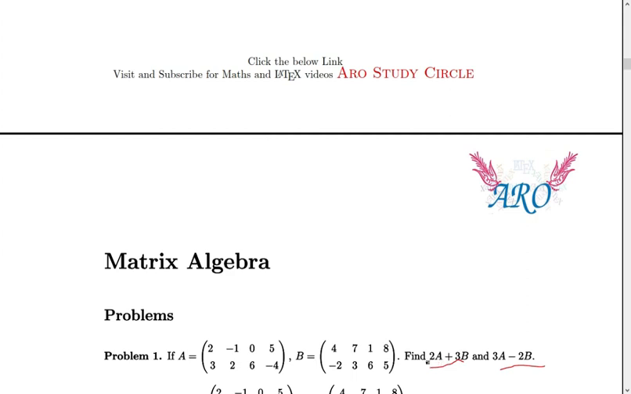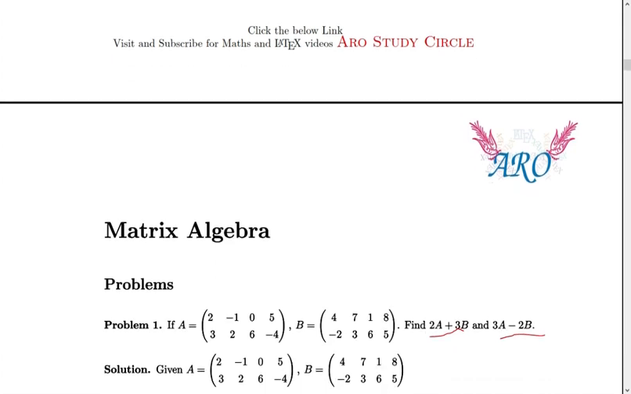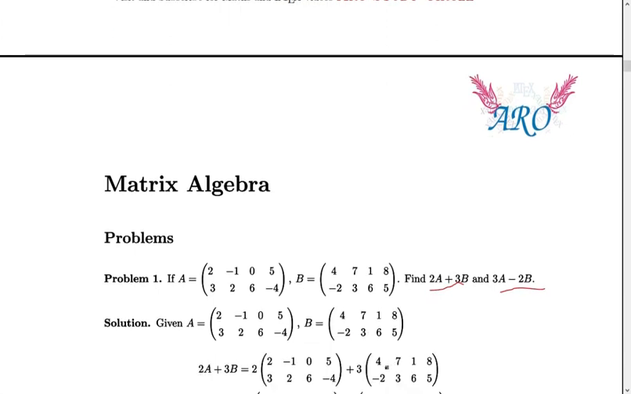That's called scalar multiplication. So given matrices A is equal to 2, minus 1, 0, 5; 3, 2, 6, minus 4, and B is equal to 4, 7, 1, 8; minus 2, 3, 6, 5. We have to find 2A plus 3B. For that, 2A plus 3B is equal to 2 times matrix A plus 3 times matrix B. Scalar multiplication is nothing but we have to multiply every element of A by the constant term 2 and every element of B by the constant term 3.